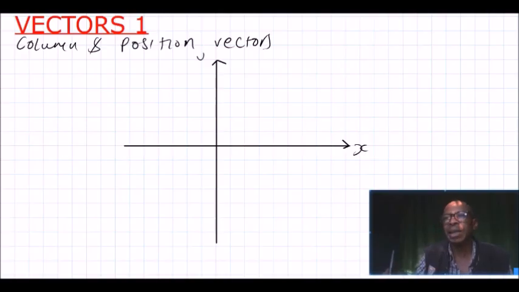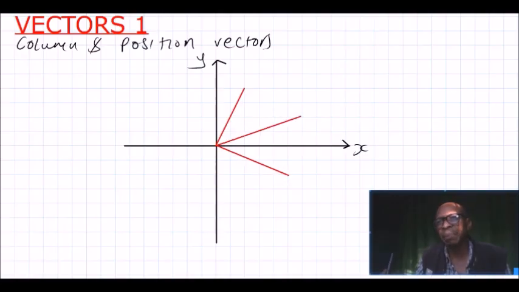A position vector, I'll demonstrate. It's any vector starting from the origin. Any vector, you can see that, any displacement from the origin. All those are position vectors. So in red, these are position vectors. They originate from the origin.